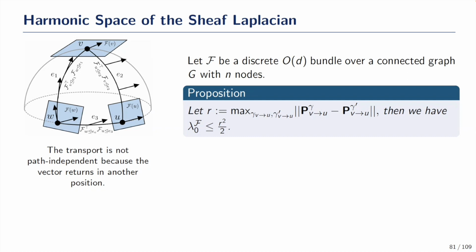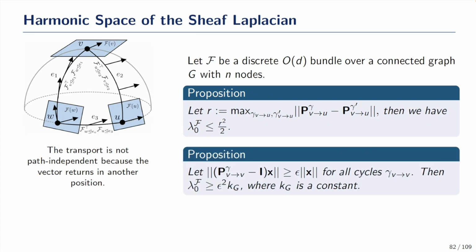What we can do is compare all the paths between two nodes and see what's the maximum difference between all these paths, and label this R. Then we can show that the eigengap, so basically the smallest eigenvalue of the Sheaf Laplacian, is bounded above by this thing. So that's an upper bound.